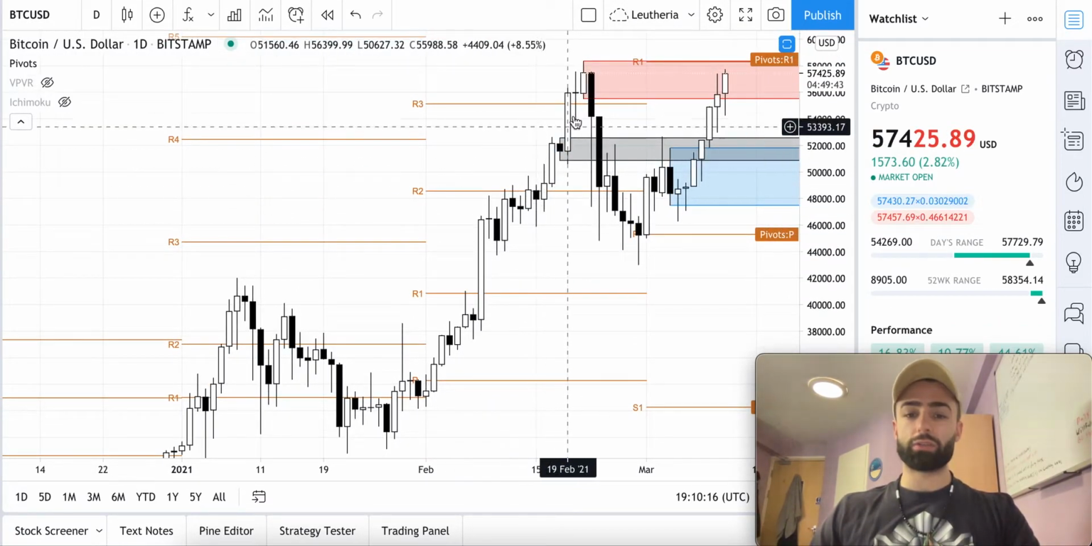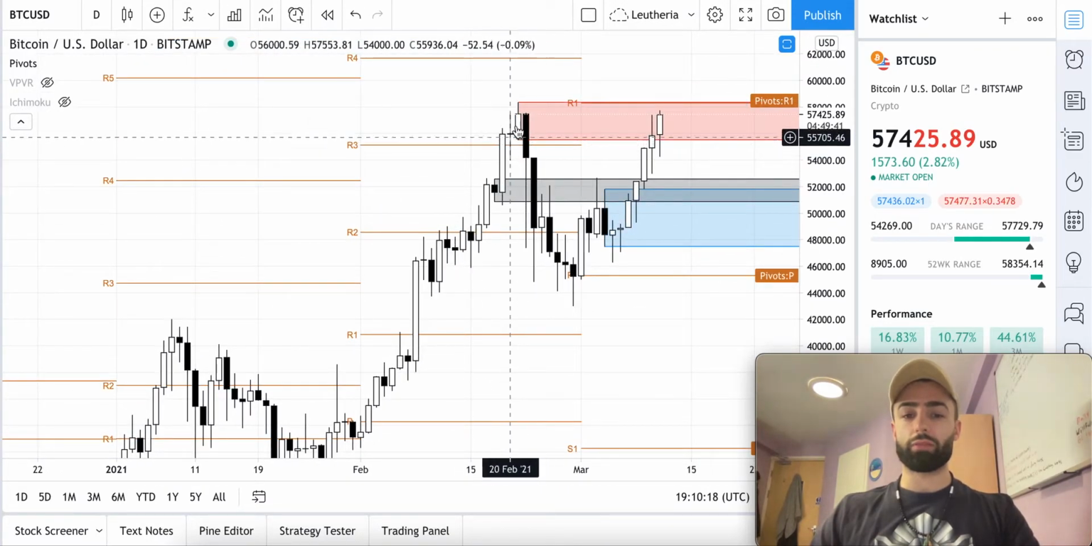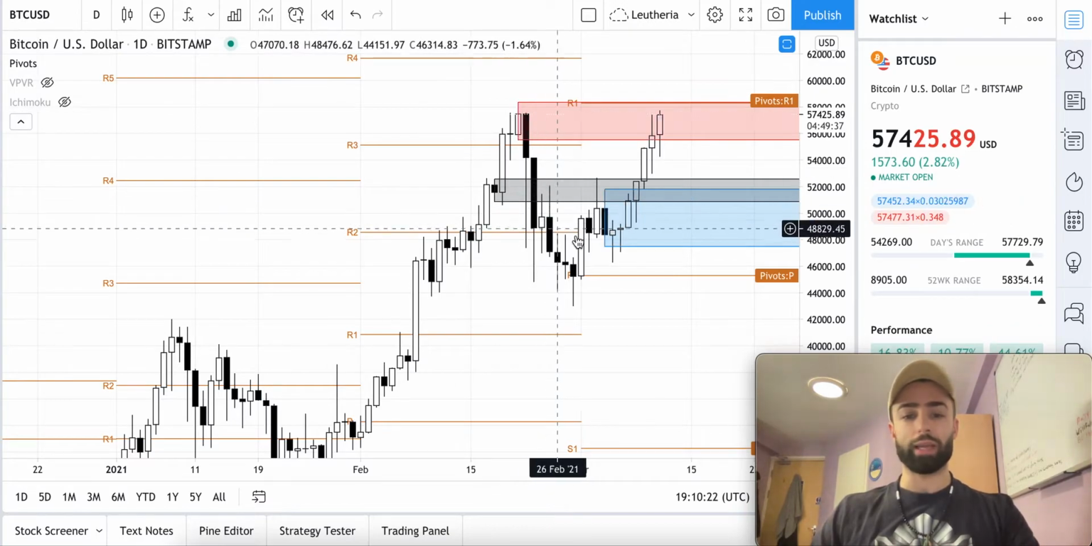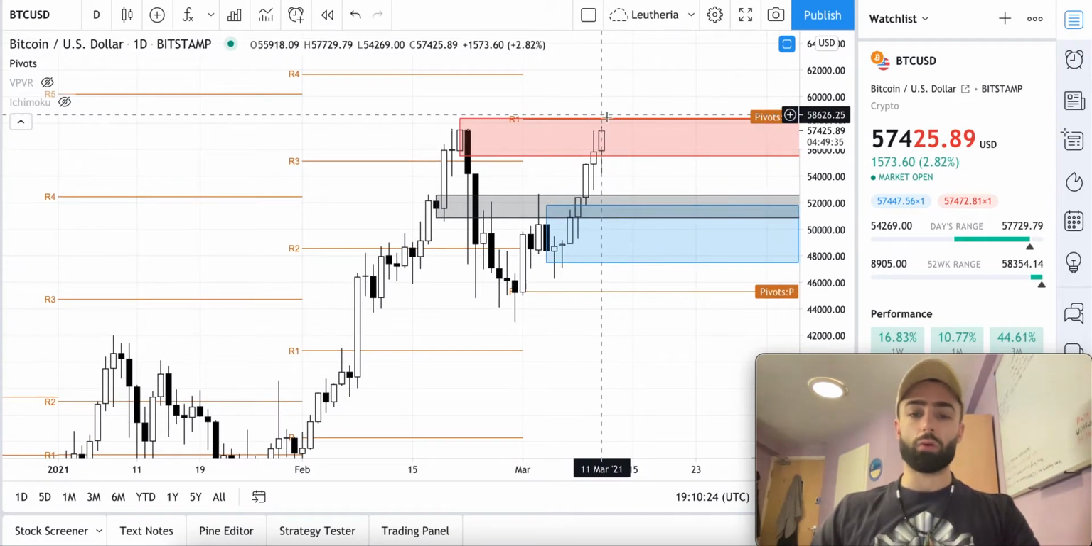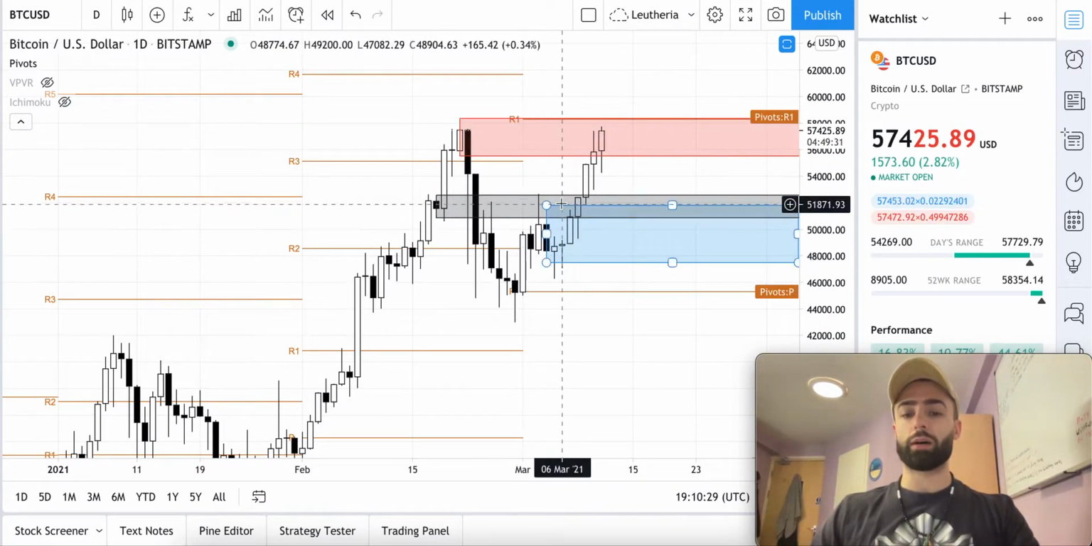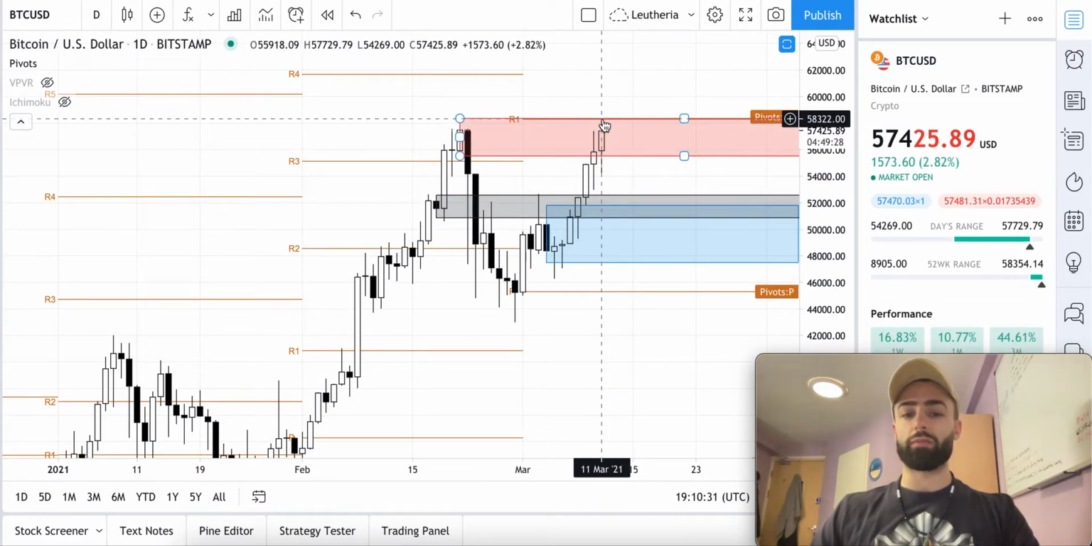And then we continue to go up. We trade right through the R3 right here, but then we go right down very shortly after that. And now we're currently going up into the R1 right here. So if you were to go long somewhere down here, you could take profits up here at the R1 level.